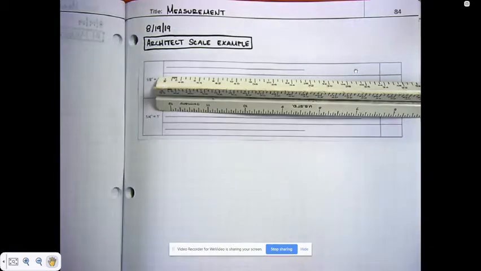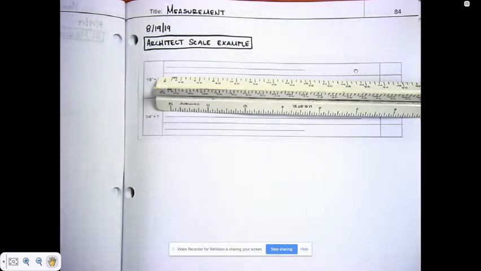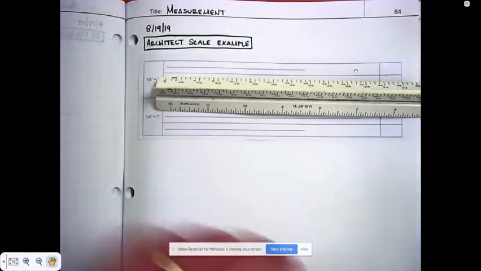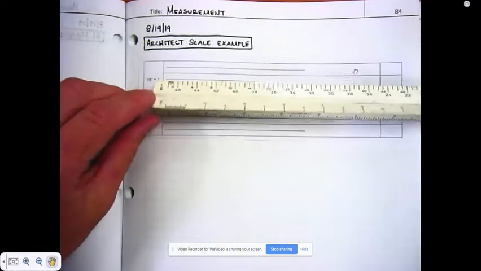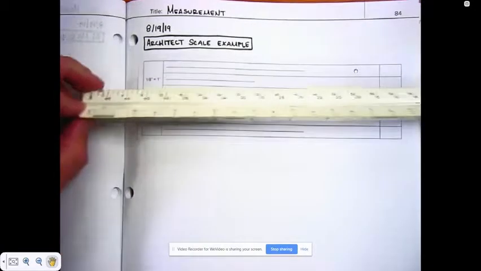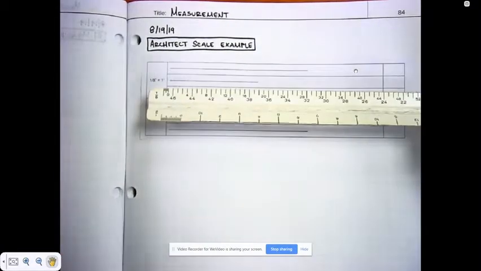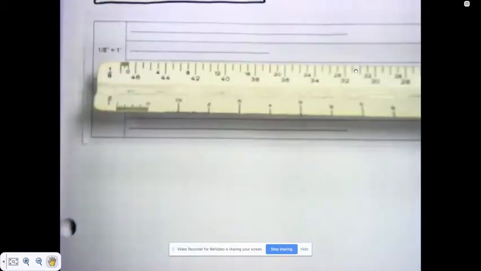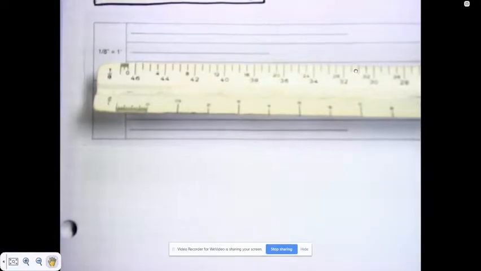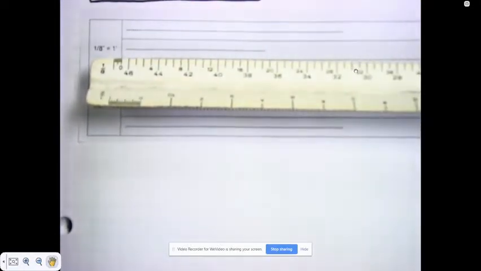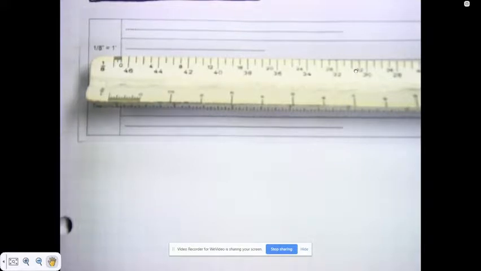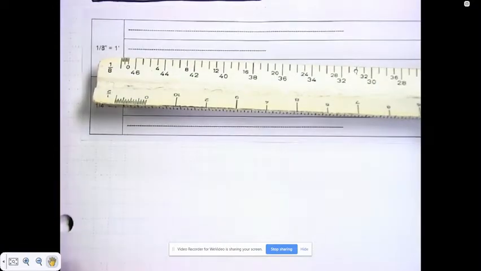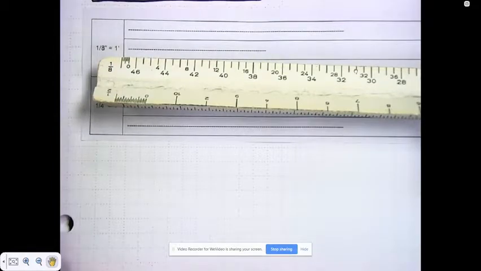All right, I'm going to show you how to use an architect scale now to measure. The thing that we need to know with an architect scale is there's several different scales located on it. The first one we're going to use is an eighth of an inch scale. What that means is 1/8 of an inch is equal to 1 foot. I'm going to find that 1/8 of an inch marker on my scale, and then I'll know that I'm on the correct scale.